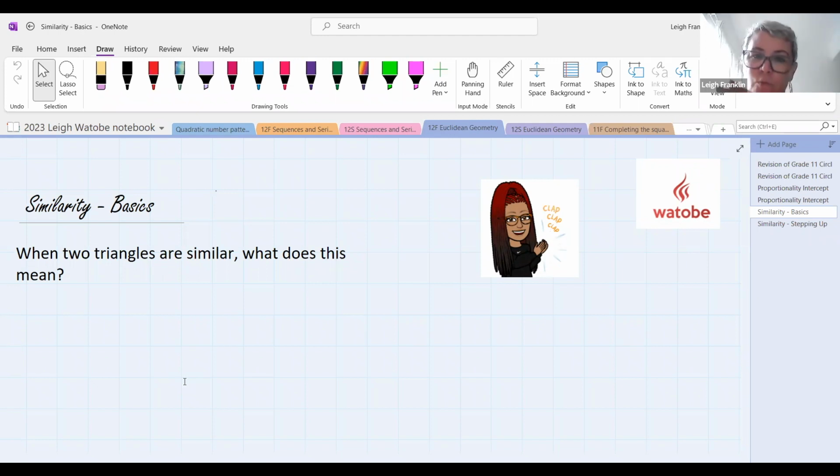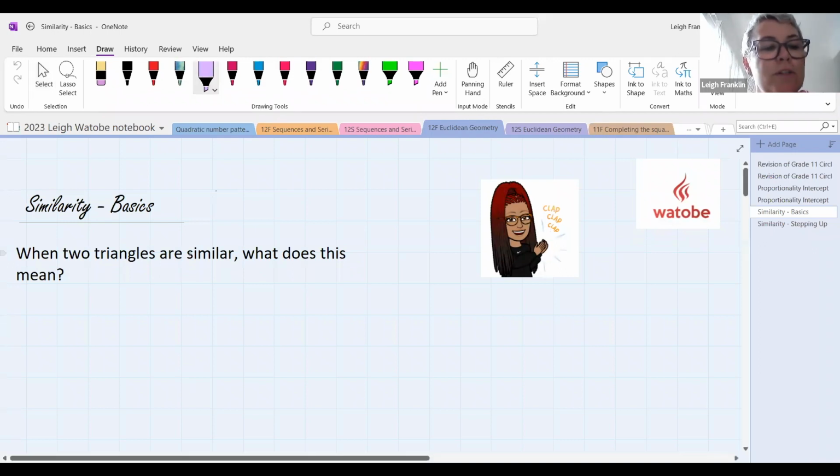Specifically in maths, when we are speaking about triangles and we say that triangles are similar, what exactly does this mean? Can anybody remember? Anybody got any ideas? It has a very specific meaning in maths when we say that triangles are similar. Anybody want to offer an answer? What does the word similar mean when we're talking about triangles?